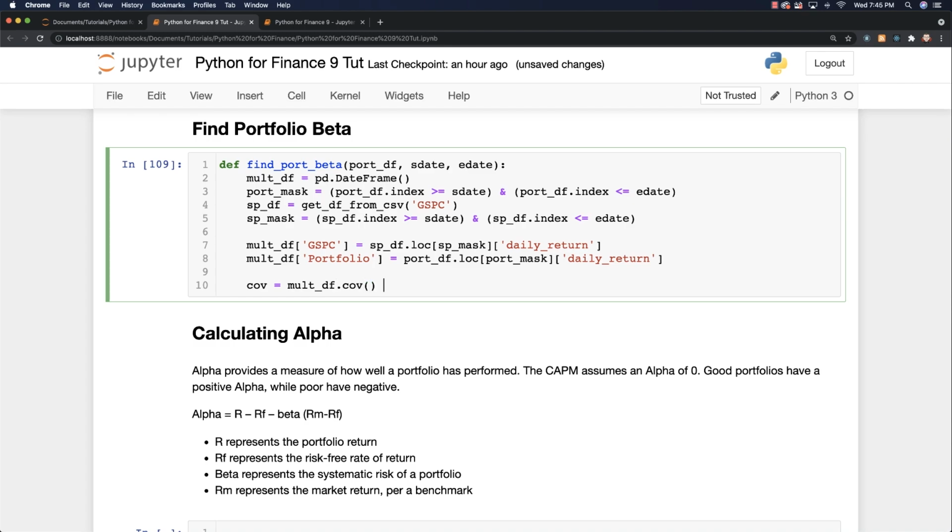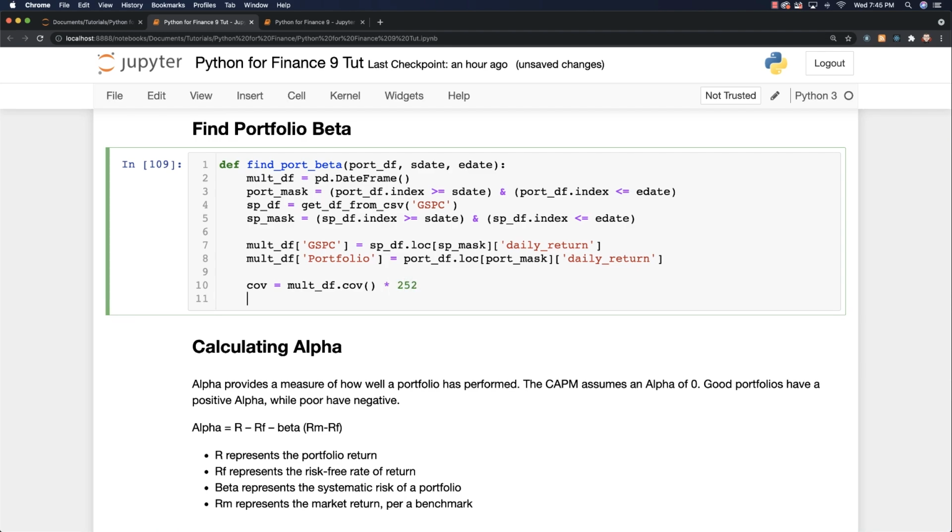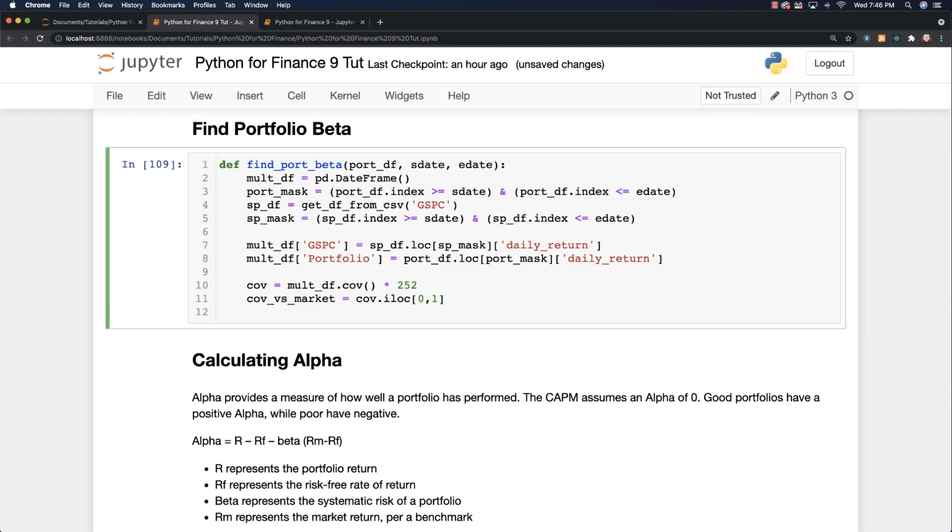And then I can go covariance is equal to mult df and covariance. And we can say times 252, number of days in a trading year, average anyway. And covariance versus the market. We are comparing our portfolio. We already know our portfolio is awesome. What we're mainly doing here is just verifying it. And we are also going to, we covered this later up in the video, see if there's any huge amount of risk for getting this awesome return that we already knew that we have.